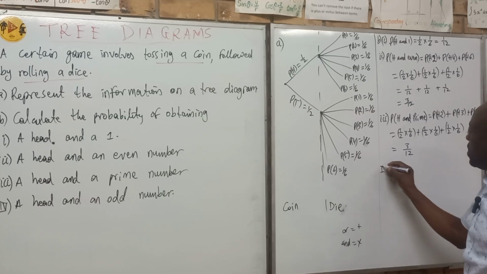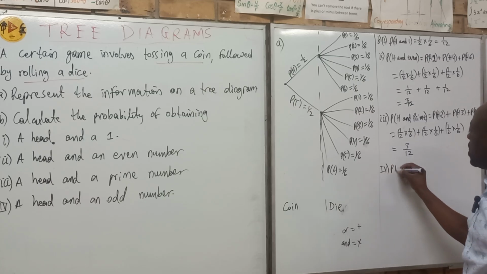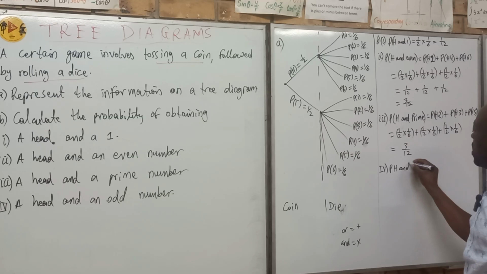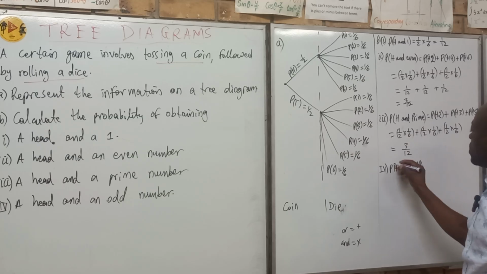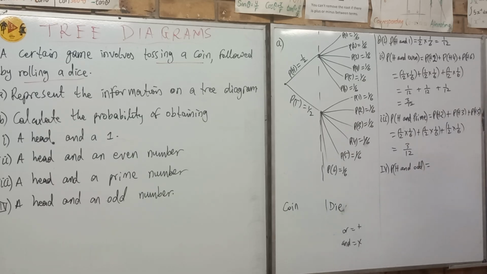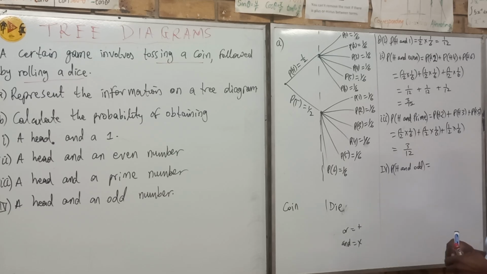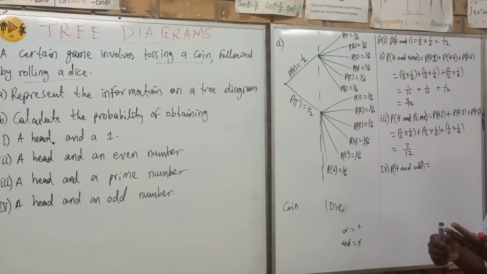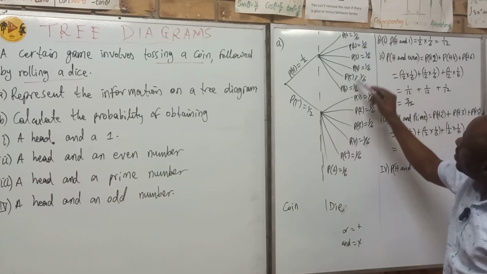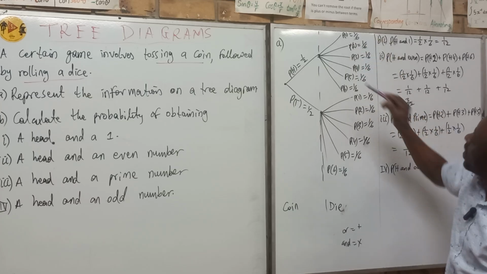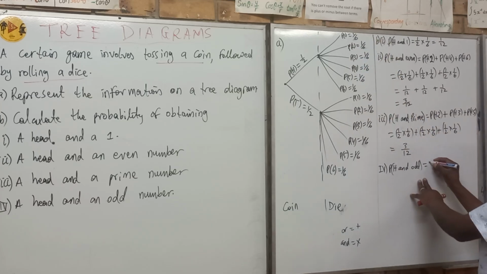So it's basically the same story when we need a head and an odd number. This is actually a simple exercise. The odd numbers are 1, 3, 5. Those are the odd numbers between 1 and 6. We've got 1, 3, 5. So that means we get the probability of a head and a 1, or a head and a 3, or a head and a 5.